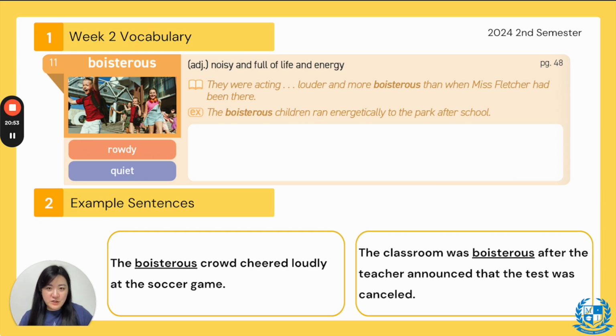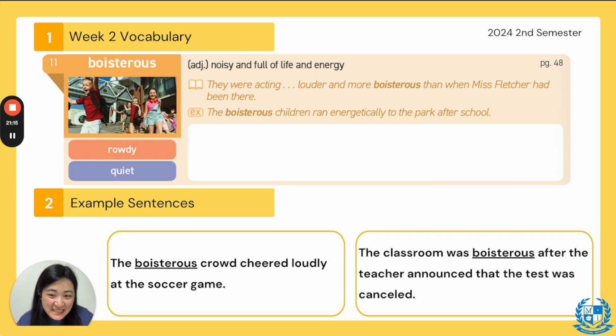The boisterous children ran energetically to the park after school. So they're like, yeah, let's go! And being really, really loud. Example sentence, it says, the boisterous crowd cheered loudly at the soccer game. They're like, yeah, let's go Korea! Whoa! They're being really loud.